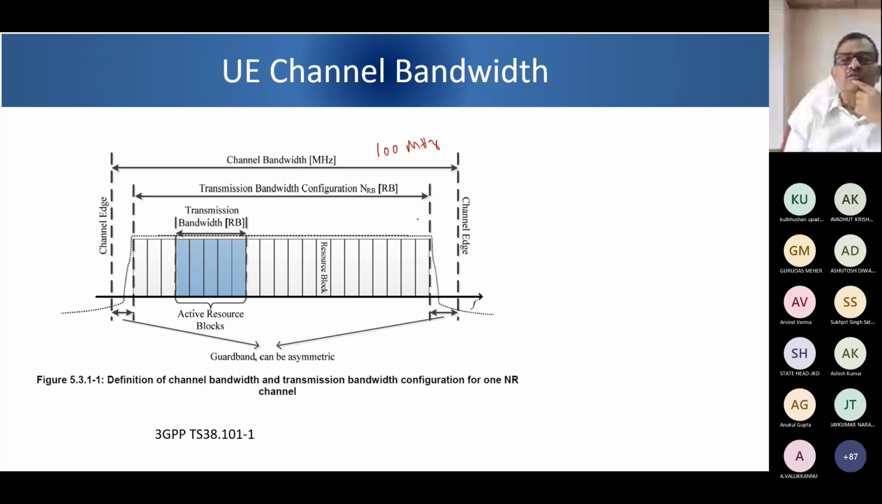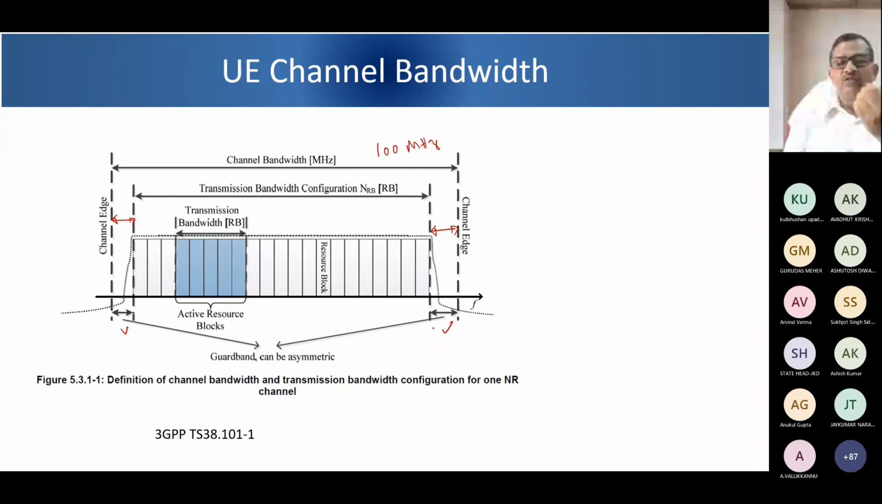Now I have to leave guard band on both sides. So this side also I have to leave a certain guard band, and this side also, right? And these two guard bands can be different or symmetric. It is possible in 5G. It is not necessary that the guard band on both sides has to be the same. It depends upon the numerology.